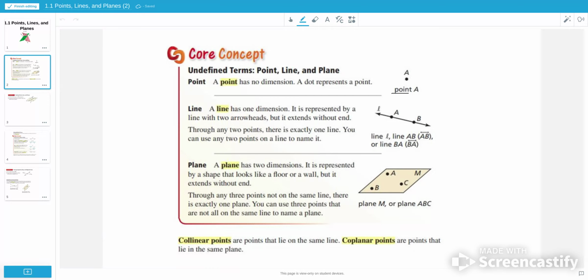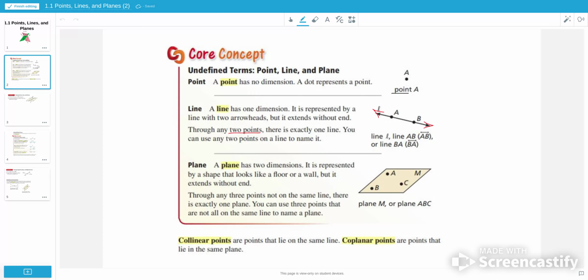A line, you talked a lot about in Algebra 1, has one dimension. It is represented with two arrowheads. So if you are drawing a line, it must have two arrows on each end so that if somebody's reading this diagram, we know that it is a line. If not, then it's represented by a segment. And we know that a line is created through any 2 points. So we must have 2 points through that line. Every line, there's exactly one that goes through 2 points.